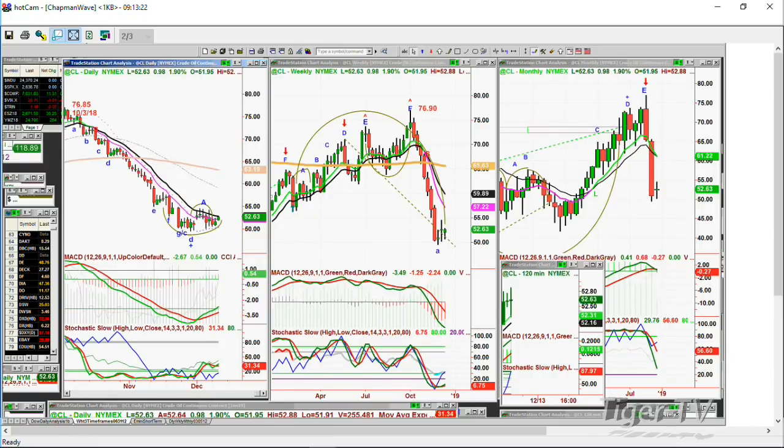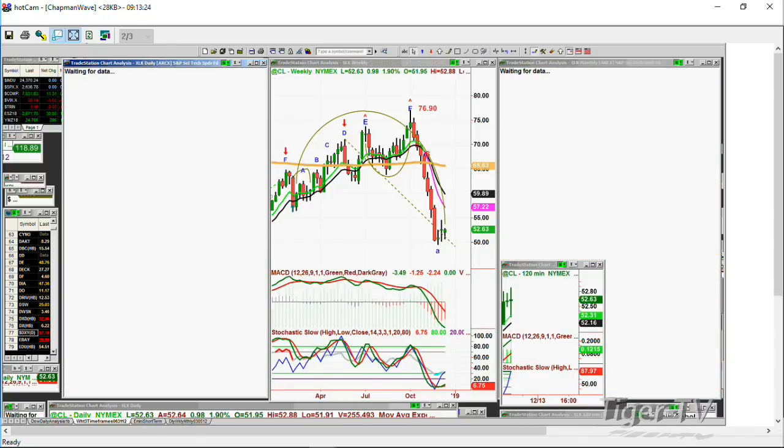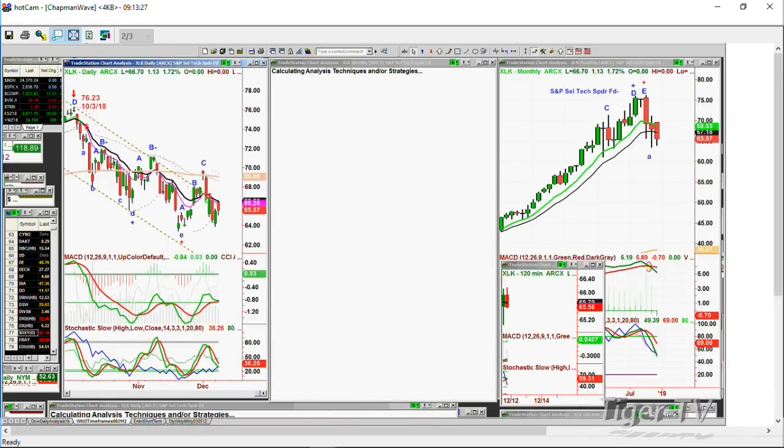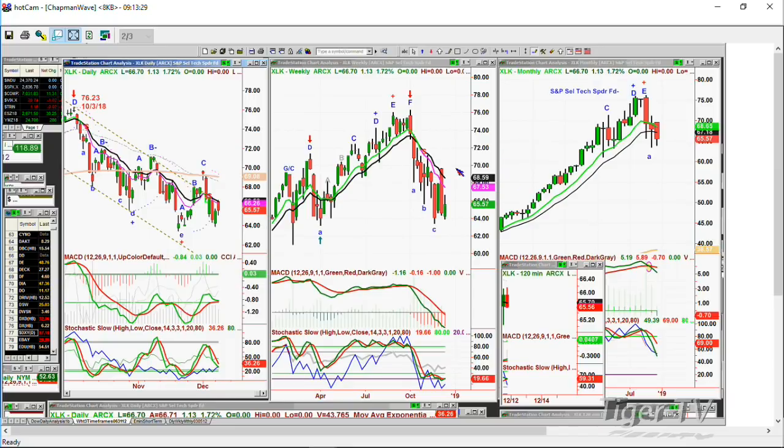But wait a minute, what about the XLK? The XLK is the Select Spider Fund. Yes, it's had a huge move down from 76 down to the 63 level. That is big. But look at that monthly and look at that yearly rally. So there are rotational slowdowns, and certain sectors are vulnerable to further decline and others not. Hey, let's go through this.